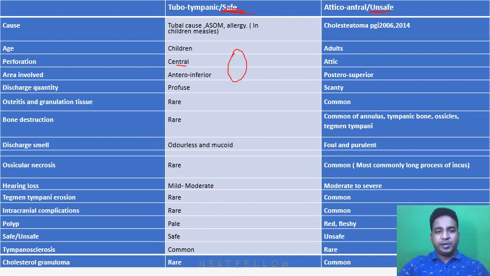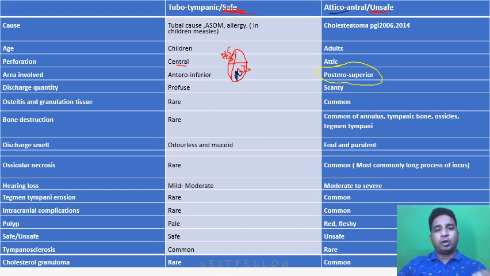Then the perforation is central, and mostly the area involved is anteroinferior. Suppose this is my tympanic membrane and these are the four quadrants. Suppose this is my anteroinferior, and the above area is my posterosuperior quadrant. So in the safe variety, the most common area involved is this area. Whereas if we talk about the atticoantral, then the area becomes posterosuperior.